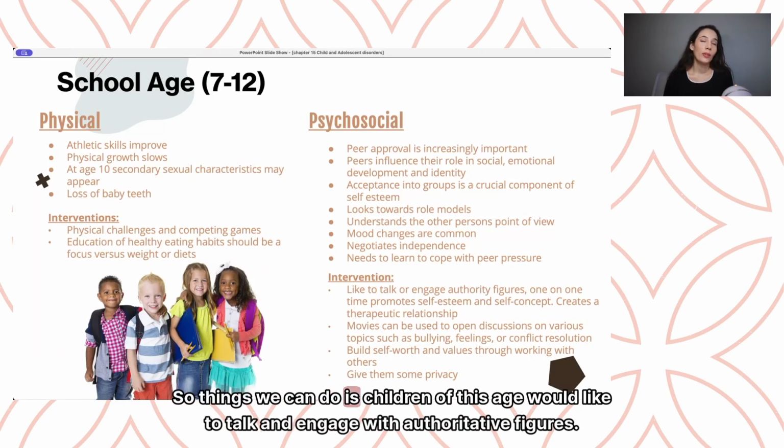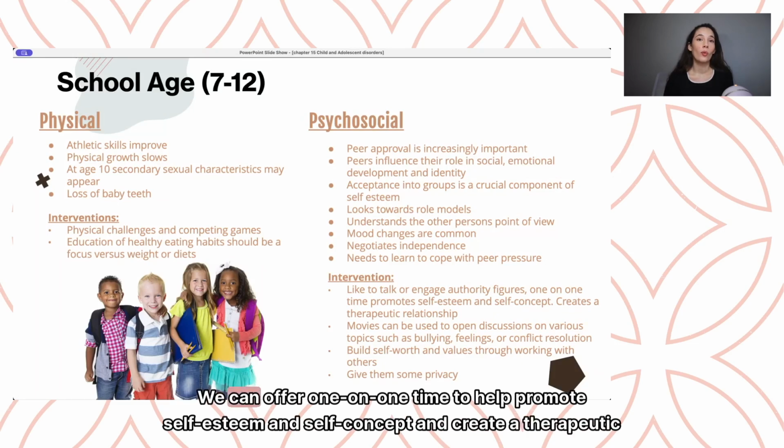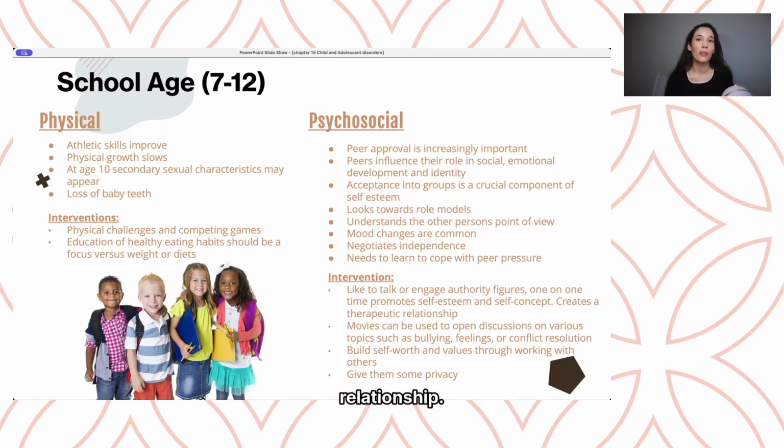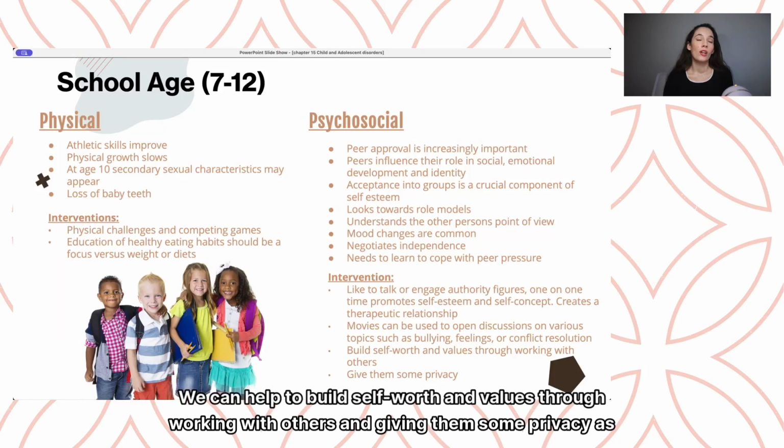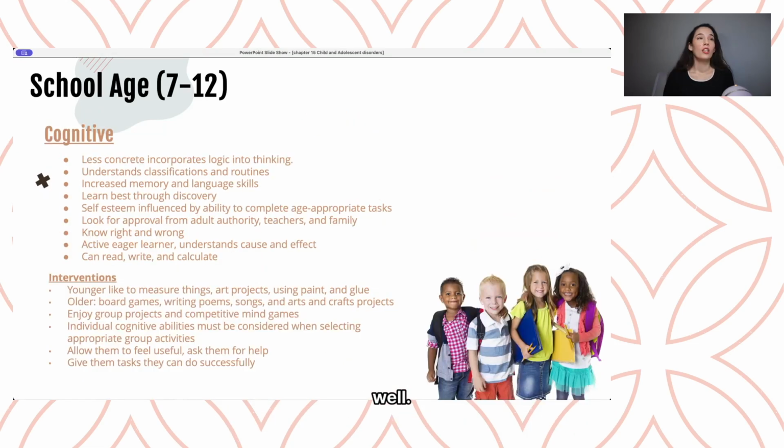So things we can do is children of this age like to talk and engage with authoritarian figures. We can offer one-on-one time to help promote self-esteem and self-concept and create a therapeutic relationship. Movies can be used to open discussions of various topics such as bullying or feelings or conflict resolution. We can help to build self-worth and values through working with others and giving them some privacy as well.